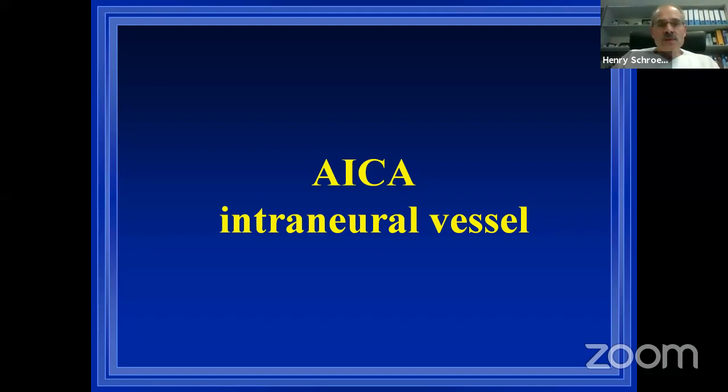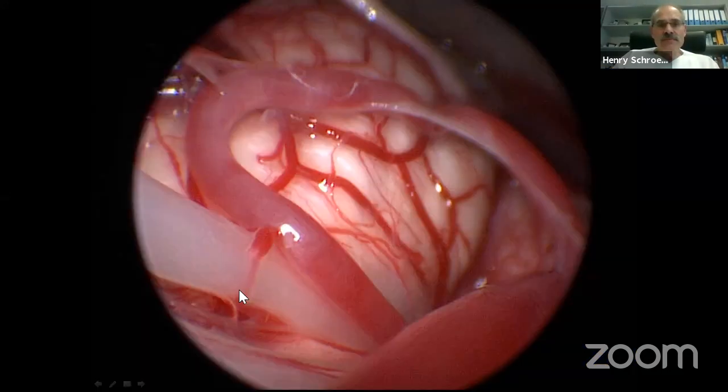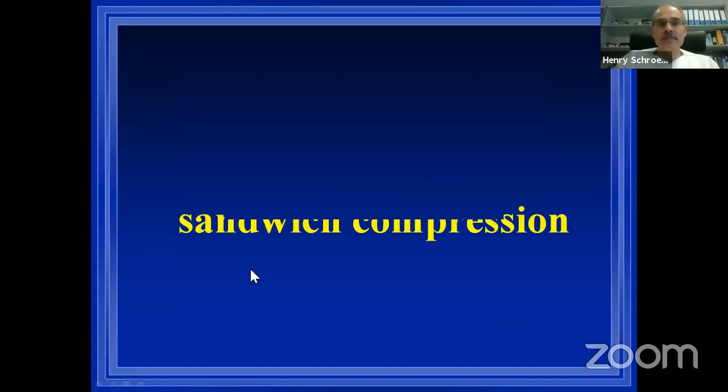We had one case, there was a small vessel running through the nerve. We decompressed it here. The patient was completely free of spasms without touching the small vessel within the nerve.